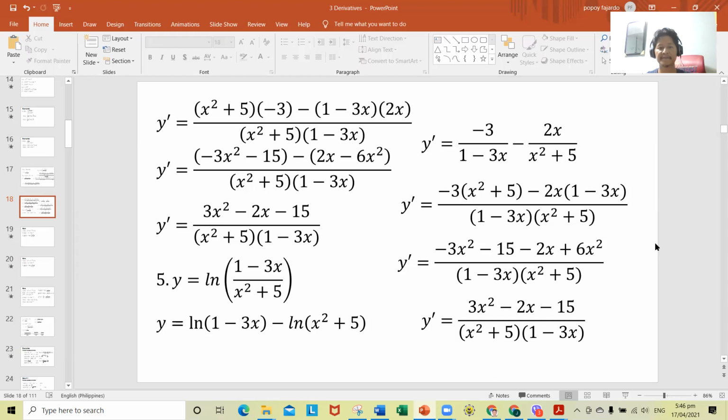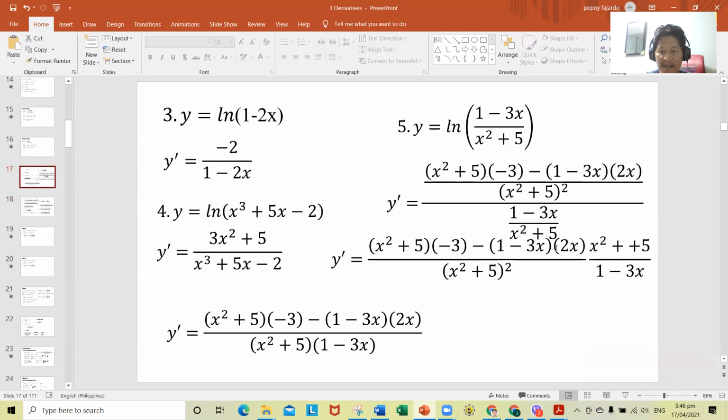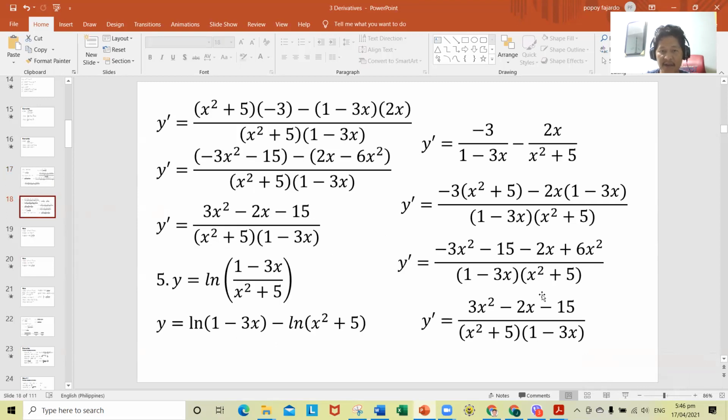May tanong? So, if you know how to use these properties of logarithm, pwede mo rin siyang gamitin and then you'll come up with the same result. Comparing to the first method, medyo mahaba-haba siya, di ba? Tapos masyadong masalimuot yung pagsisimplify natin. Unlike this, medyo simple lang yung pinalabasan. Okay? So I think that's all for today.